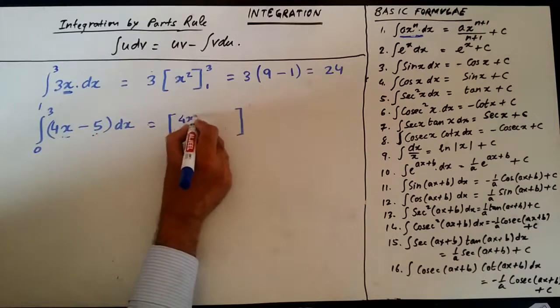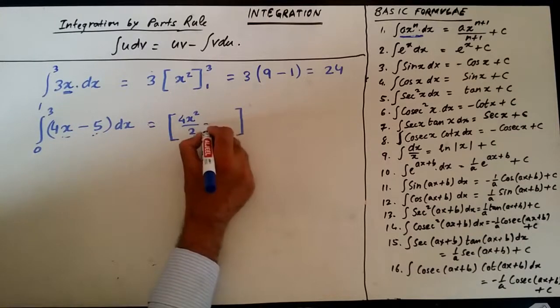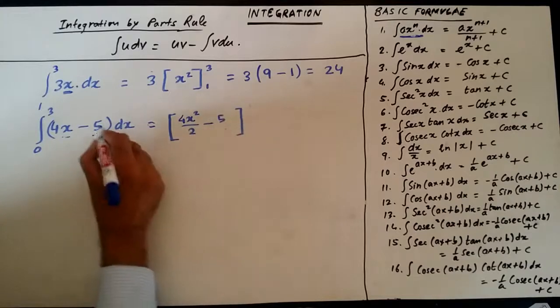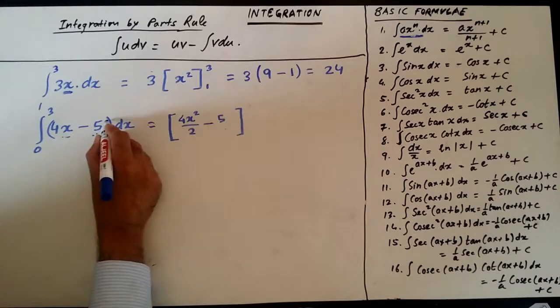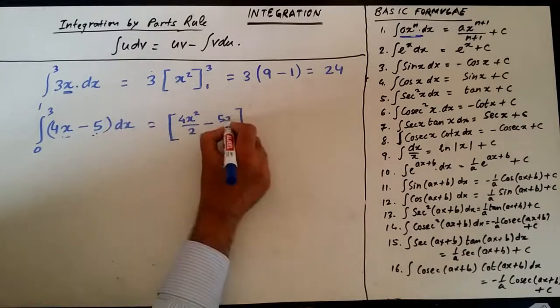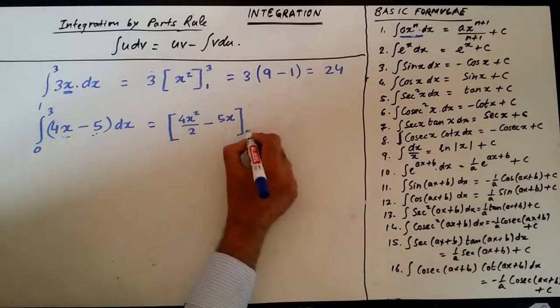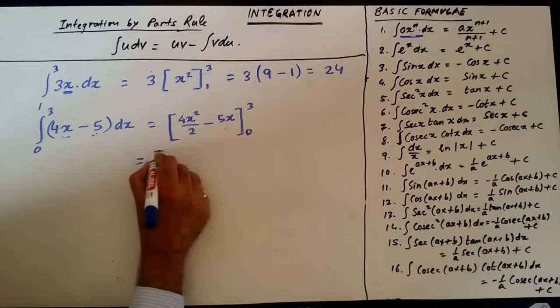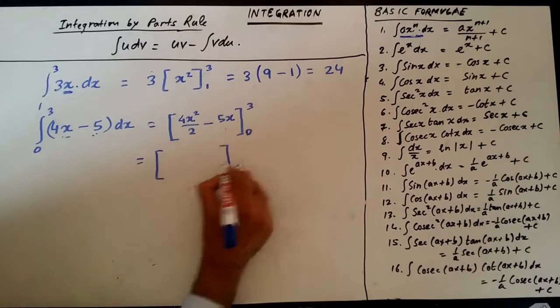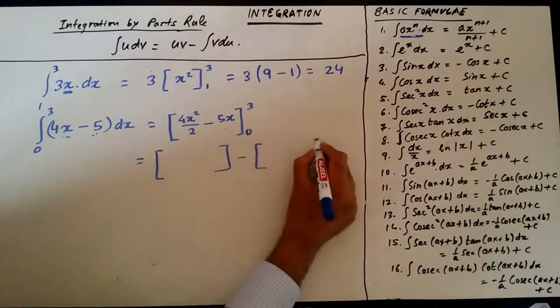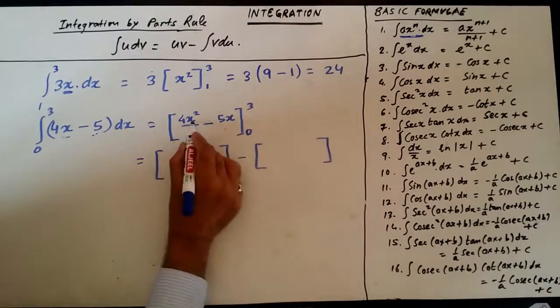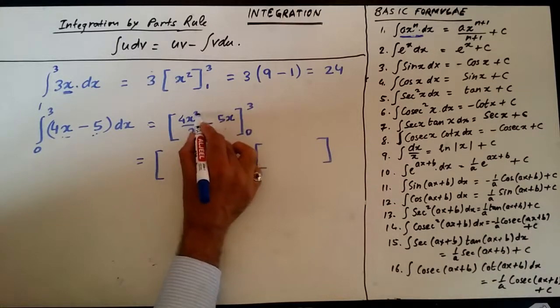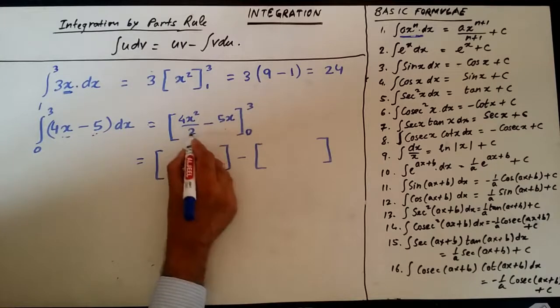So this becomes 4x squared divided by 2 minus 5, and since this is x to the power 0, we'll raise the power by 1, so it becomes x to the power 1 by 1, so it becomes 5x, and we'll write the upper bound and the lower bound here. Okay, so this becomes 4 into 3 squared. 3 squared is 9, so it is 9 4's are 36.